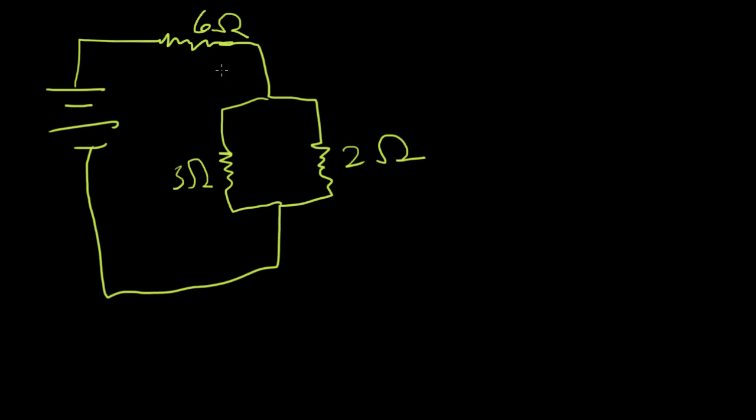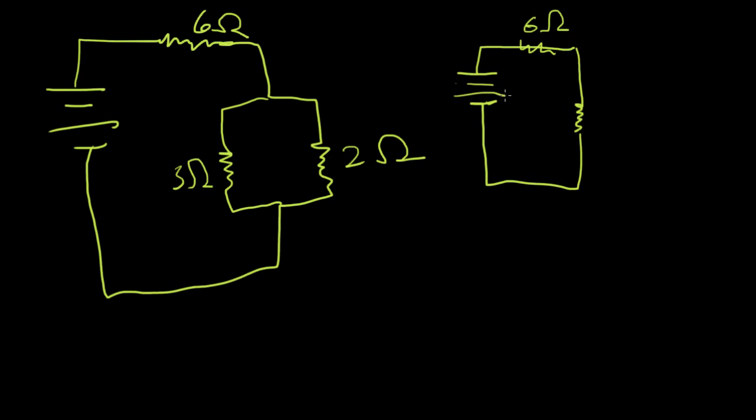Well, first thing I want to note is that it doesn't matter that this is on the top of the circuit. Circuits are usually drawn sort of rectangularly, so this 6 ohm resistor is in series with these two resistors in parallel. So the first thing we need to do is figure out the equivalent resistance. We've got our 6 ohms here. How many ohms are these two parallel resistors equivalent to?